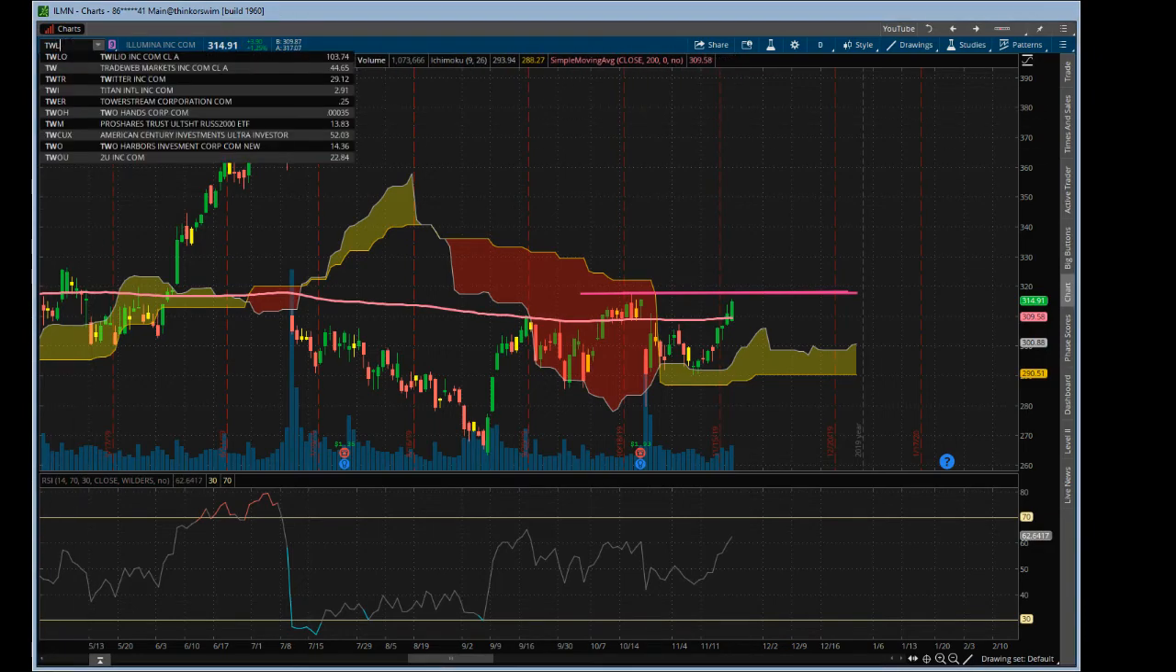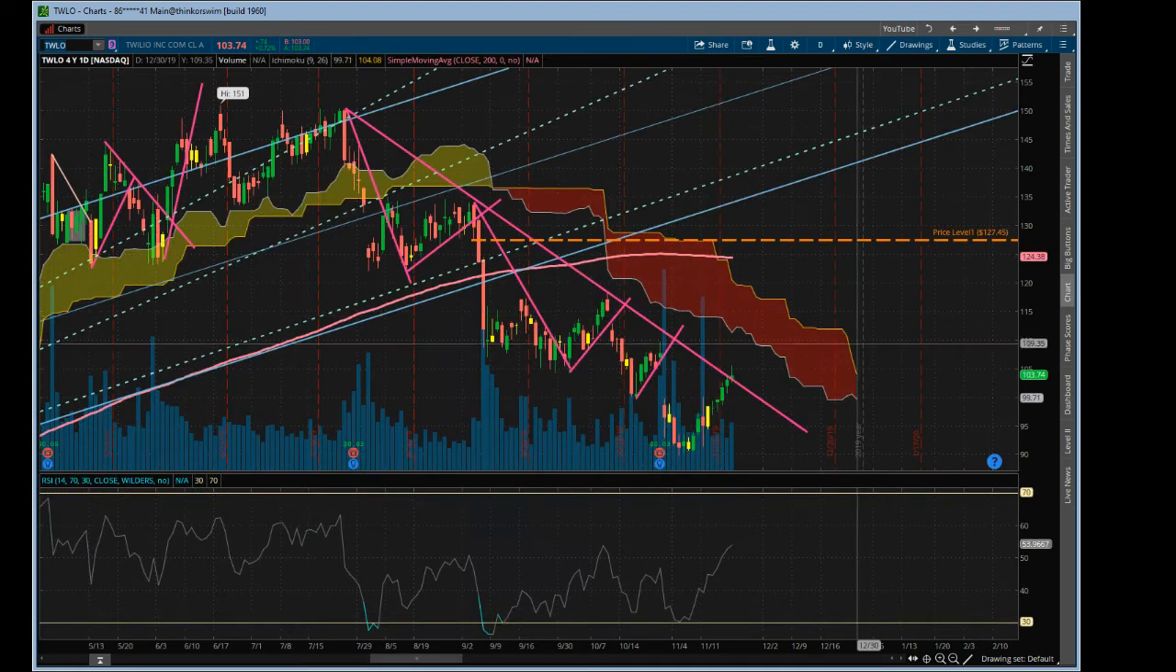TWLO. Again, nice one here. As long as it closes above today's high bullishly, we might see a move up to the cloud. And then Zoom.